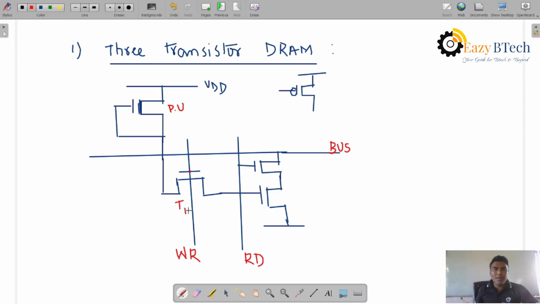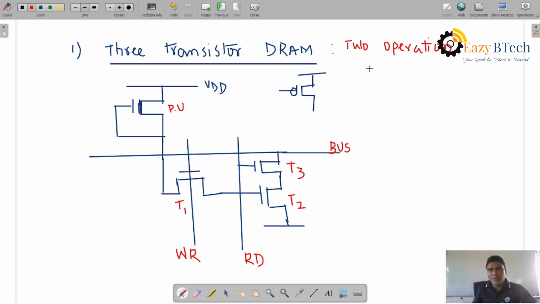So transistor T1, transistor T2, transistor T3. So 3 transistors are here, T1, T2, T3. On the T3 transistor we are applying the read operation, write operation. In any memory we can write into memory, and we can read out from the memory. So in a 3 transistor DRAM, 2 operations can be performed. In a memory location, mobile or laptop or personal system, we can store the data, and there we can do the 2 operations.